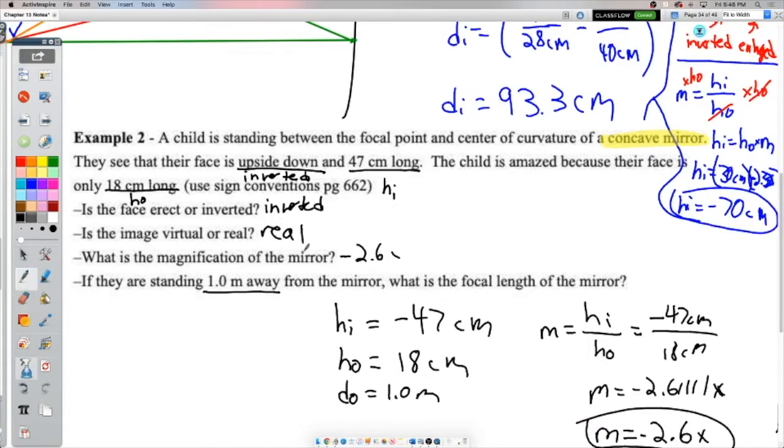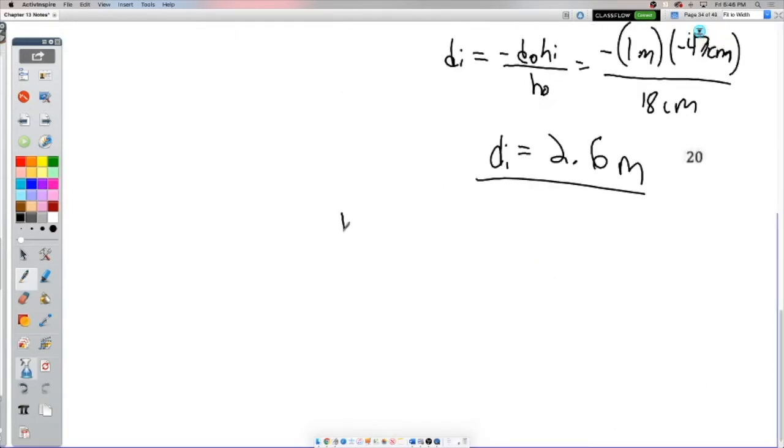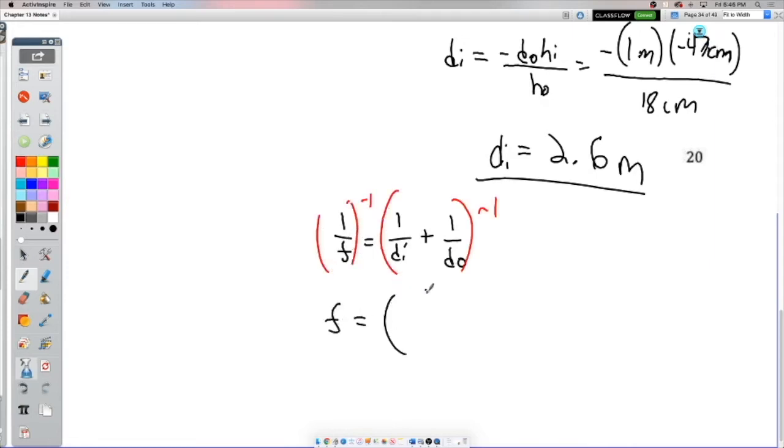Okay. Now, if they are standing 1 meter away from the mirror, what is the focal length of the mirror? So now that we've got our di, we can use that 1 over f equals 1 over di plus 1 over do. And there we go. We don't have to manipulate too much other than this. So f equals 1 over 2.6111, repeating 1, 1, 1, just like before, plus 1 over the distance of the object, which was 1 meter again.